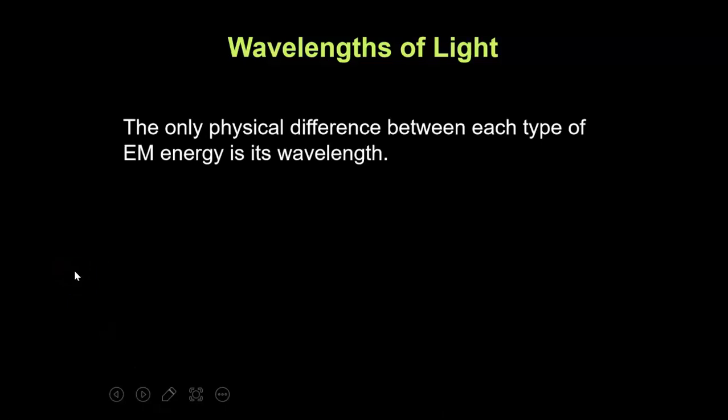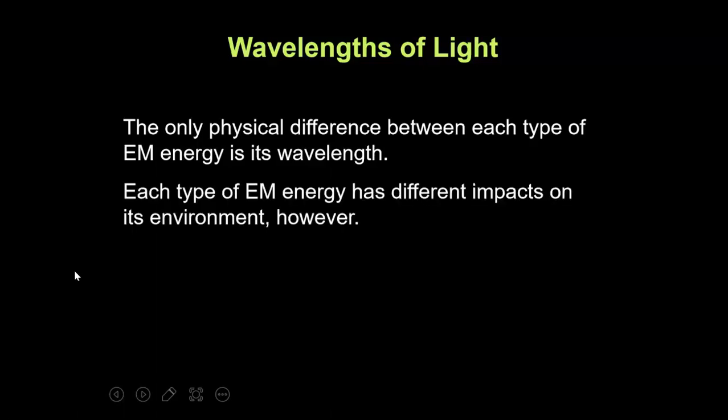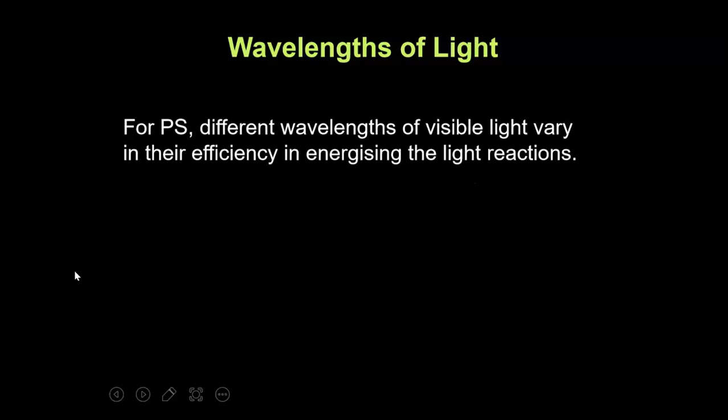the only physical difference between all of these kinds of electromagnetic energy is the wavelength. However, those different wavelengths and those different energies have different impacts on the environment, including plants and including photosynthesis. So, because we are really only concerned about photosynthesis, the different wavelengths of visible light have different efficiencies in making the light reactions, or the light dependent reactions, happen.